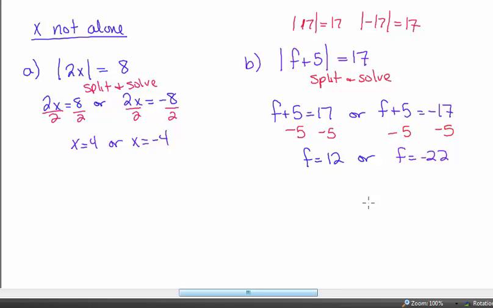I'm always going to get, like I said, two answers. Sometimes I get the positive and the negative of the same number. Sometimes I get completely different numbers, and that just depends on what's happening inside the absolute value.